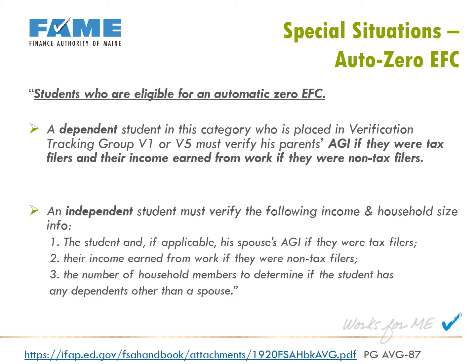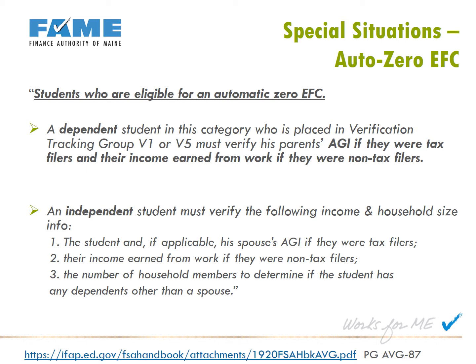If a dependent student is put in either V1 or V5 tracking group, and we're looking just at income here, we must verify his parents' AGI if they were tax filers, and their income earned from work if they were non-tax filers. Period. Hard stop. That's the end. That's all we have to do to verify income. That's all we have to do for V1. Now V5, we're also going to need a copy of the identity, statement of educational purpose, and high school completion status. But as far as income, that's it.